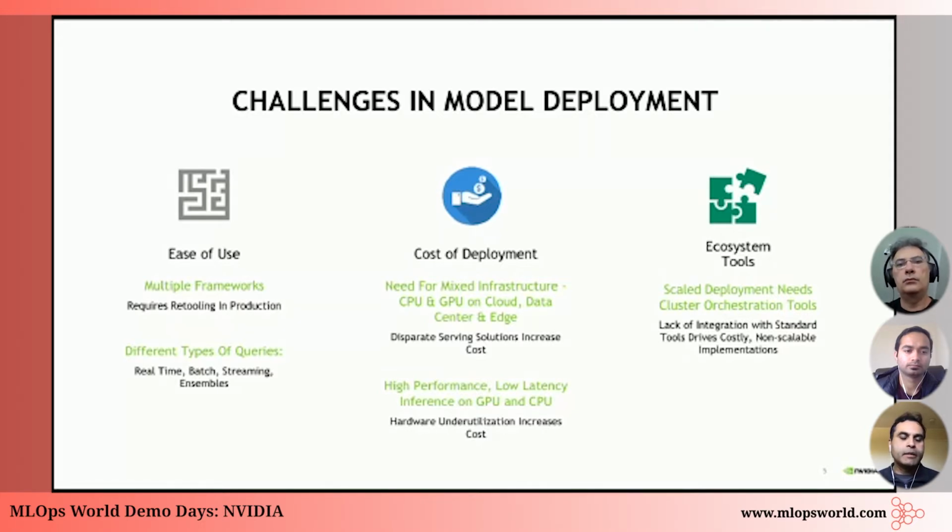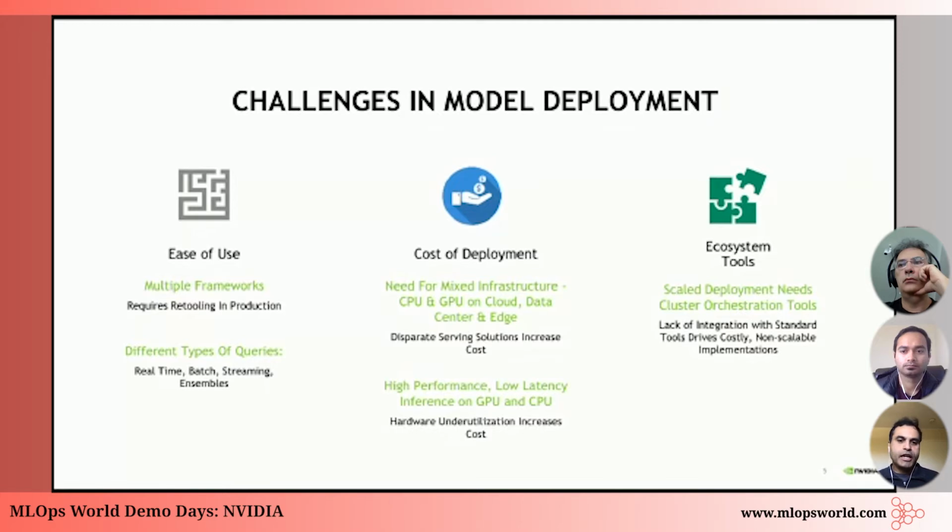The second challenge is different types of queries. The models are all different, designed for different use cases. Some might require real-time response, some might be used in an offline batch scenario, and some might require streaming input. Some might require a pipeline of logic, with models working together to solve the inference. These different types of queries all need different types of optimization for very efficient inference in production.